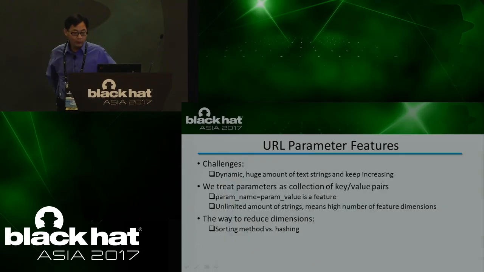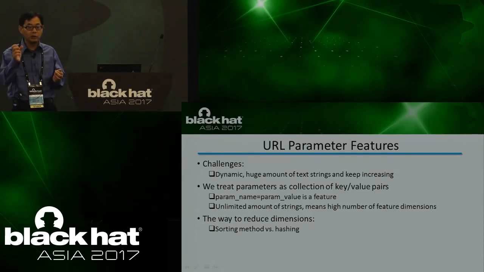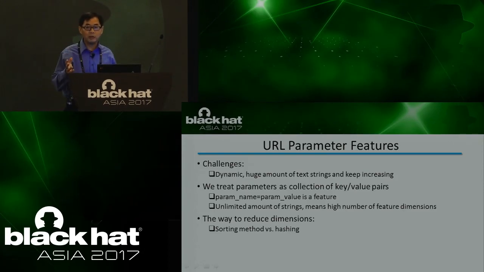Okay, so let's talk about the parameters. How do we do the feature engineering? The challenge is obvious. I read a paper where a very small company with a single gateway collected all the parameters. They had 6 million different parameters within 100 days. So you can imagine around the world, they are probably unlimited. When we talk about features, we're talking about one pair of parameter name equals parameter value. So this could be anything, like user ID equals ABCD.